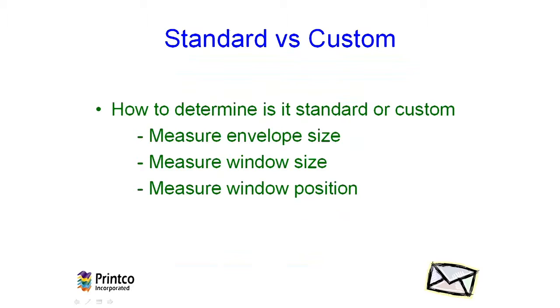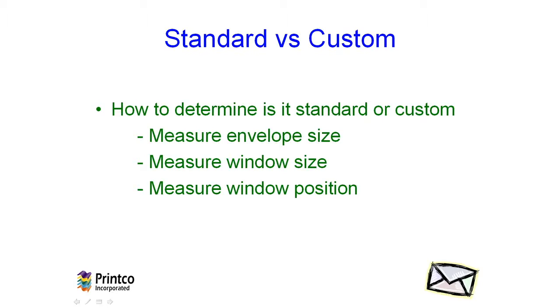How do you know if an envelope is a standard or custom envelope? Let's look at how to determine if it's standard or custom. Measure the envelope itself. If it fits one of the standard size charts appropriate to the type of envelope you're measuring, it may be a standard envelope. Remember back a few frames, all the different sizes shown for the different types of envelopes? The size may be standard, but the window size or placement may not be standard, thus making it a custom envelope.